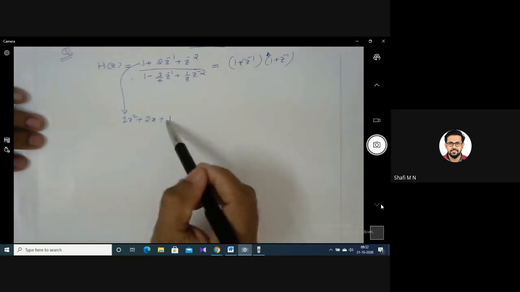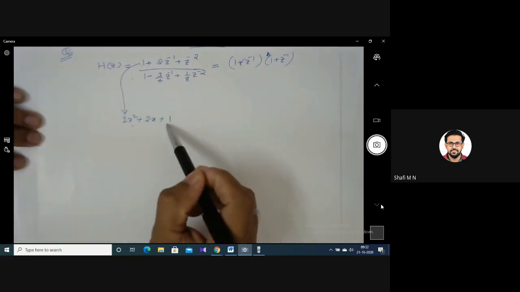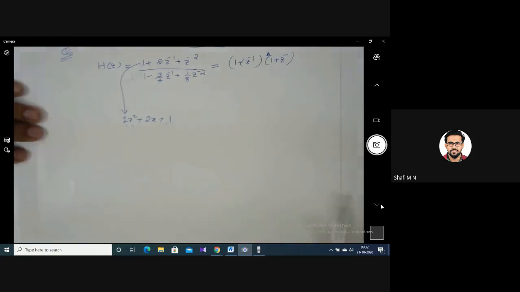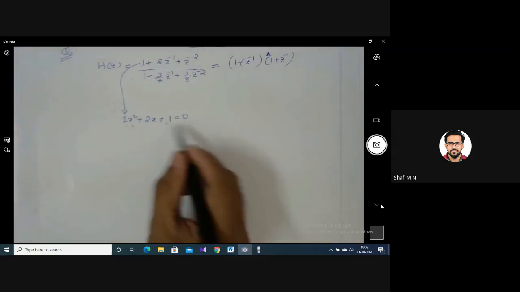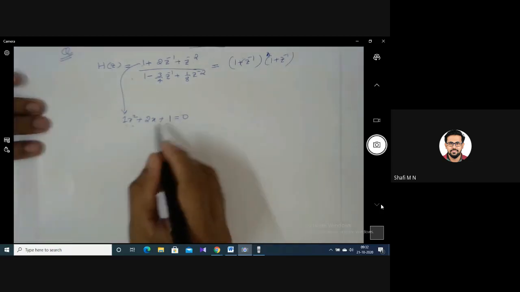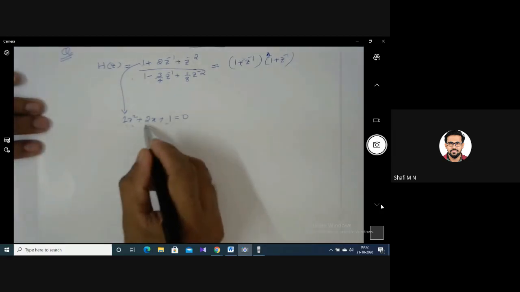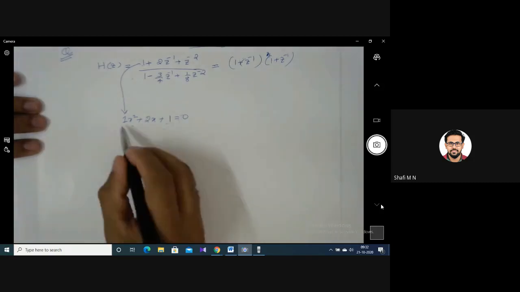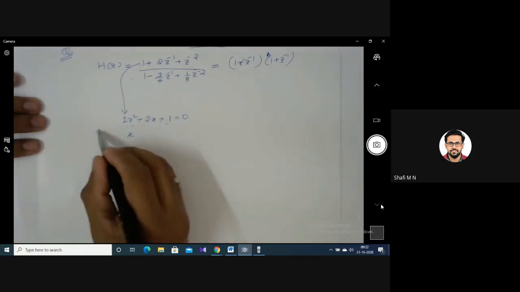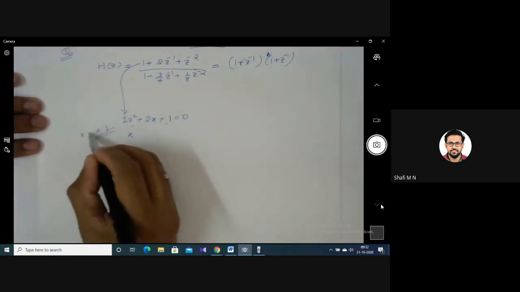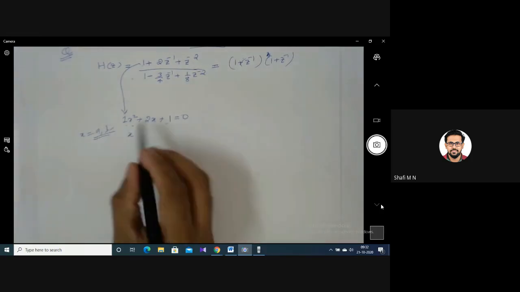So I just expressed in terms of x, no issues. So 1x square plus 2x plus 1 equal to 0. This is the equation. You find the solution for this. So if A and B are the solutions, how can you split this into 2? Assume that A and B are the solutions, say x equal to A and x equal to B are the solutions. I'm going to split here.